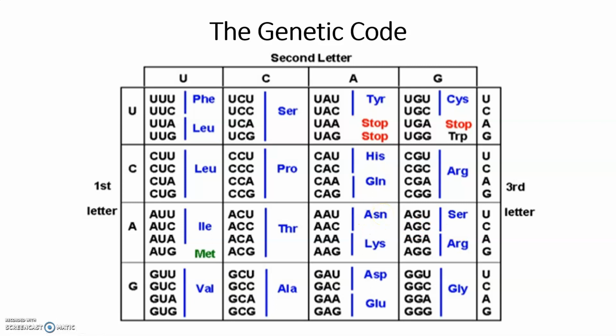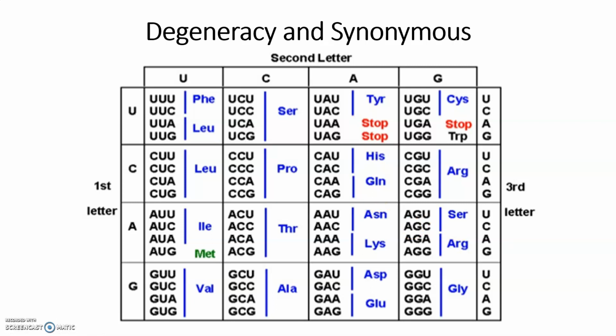That's how you read the code. It's degenerate because we have 64 codons and only 20 amino acids. That means that some codons code for the same amino acid. That's the degeneracy in our code. Codons that code for the same amino acid are considered synonymous. So synonymous codons code for the same amino acid.